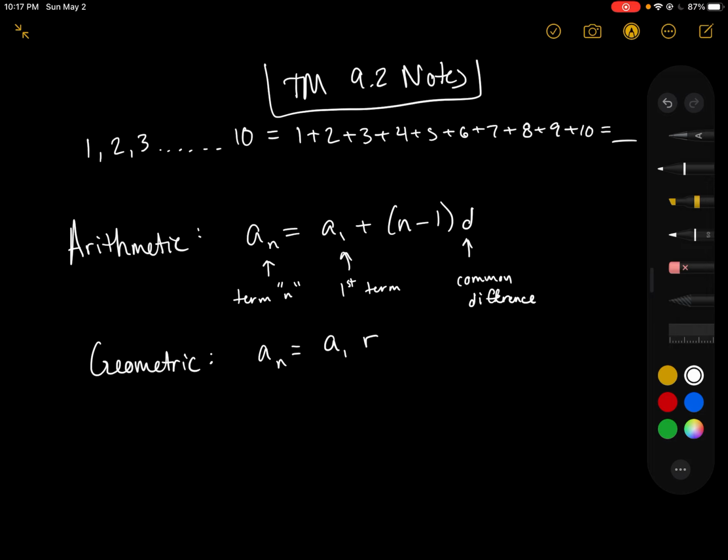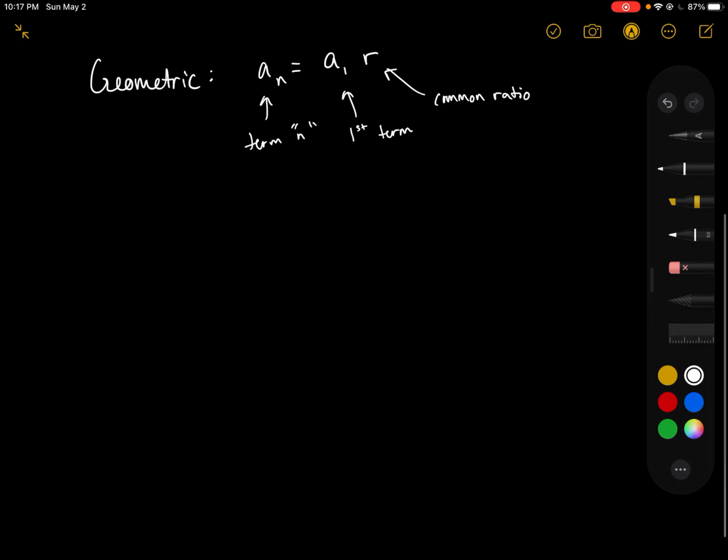For geometric, similar formula, starting off with term n, using our term a subscript 1, or our first term again. This time r is our common ratio, and then it's to the n minus 1 power. So again, term n in a sequence, like if it's term 10, for example, and then first one. And then now our common ratio is what we divide by. So that's Clover and me giving you some review from 9.1 in case you forgot those formulas.